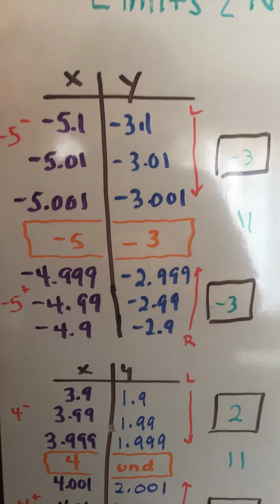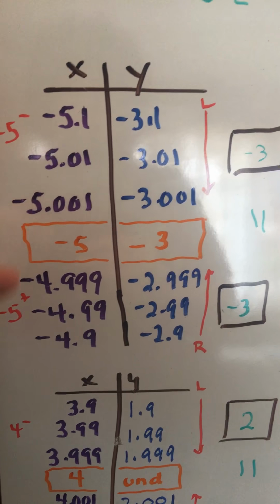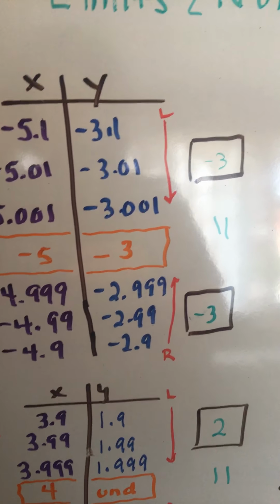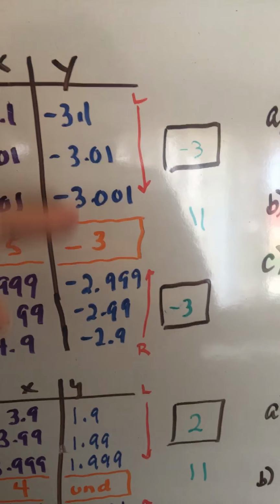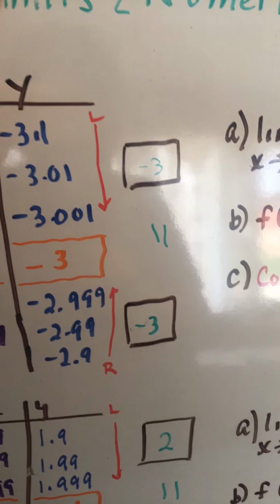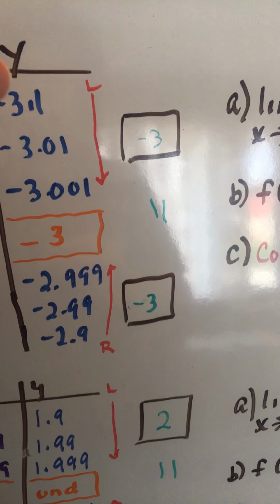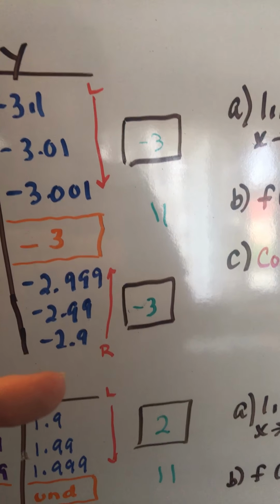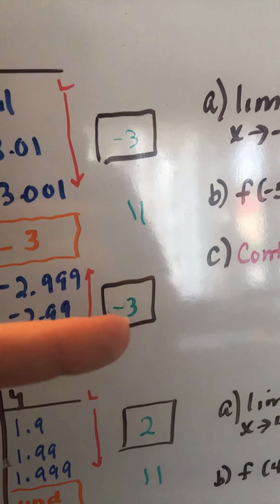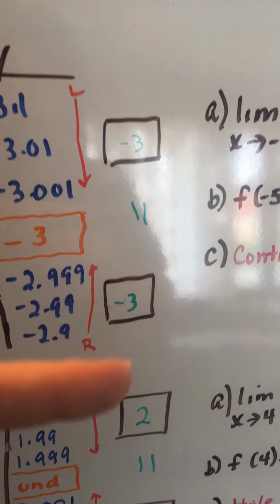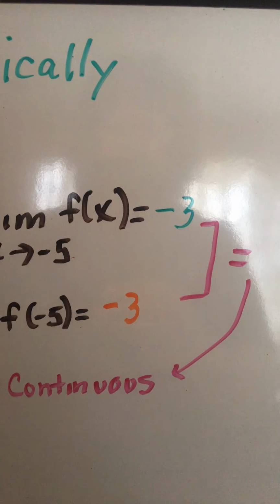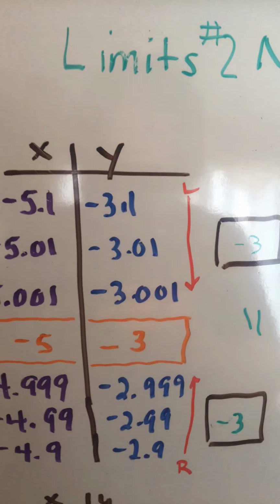So I'm going to have the table from the left of -5, from the right of -5. I've given you the appropriate y values. And so as I approach from the left, these are getting closer to -3, itty bitty steps. These are getting closer to -3, itty bitty steps. They both equal the same number. Therefore, we say we have a limit of -3. Our function value is -3.